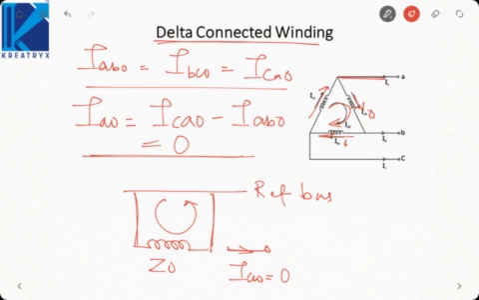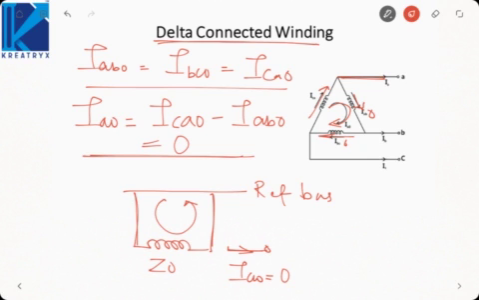And the positive and negative sequence networks will remain the same because they are not dependent on the neutral grounding. So these are general concepts for the star and the delta connected winding, how we draw the zero sequence circuits or the positive, negative and zero sequence networks.